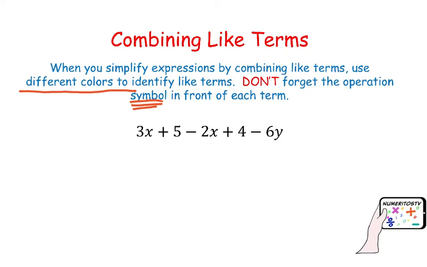Let's check this expression. 3x plus 5 minus 2x plus 4 minus 6y. I am going to use the color green to circle the terms with variable x. So, I have 3x, the symbol in front of 3 is a positive, even though there's nothing there. Remember that when you don't have any symbol in front of a coefficient, that means that the number is positive. So this will be positive 3x. Then I have minus 2x or negative 2x.